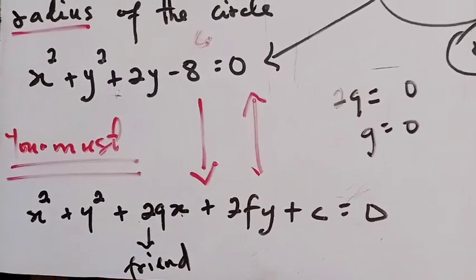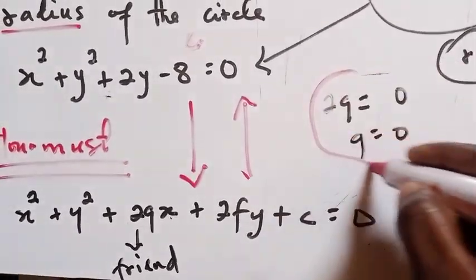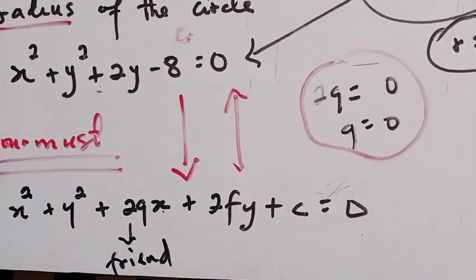Now that we have the g, we are just going to look for our f. So going for the f here is what?